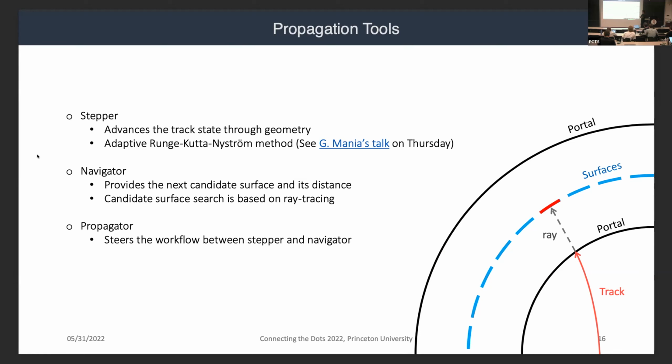And we have the Navigator, which provides the next candidate surface for the tracks which just get inside the volume, because the track needs to know which surface it needs to go to for every geometry that it passes through. And so it provides the next candidate surface inside the volume, and also its distance to the next surface. And the surface search is based on ray tracing. And we finally have a propagator, which steers the workflow between the stepper and navigator.